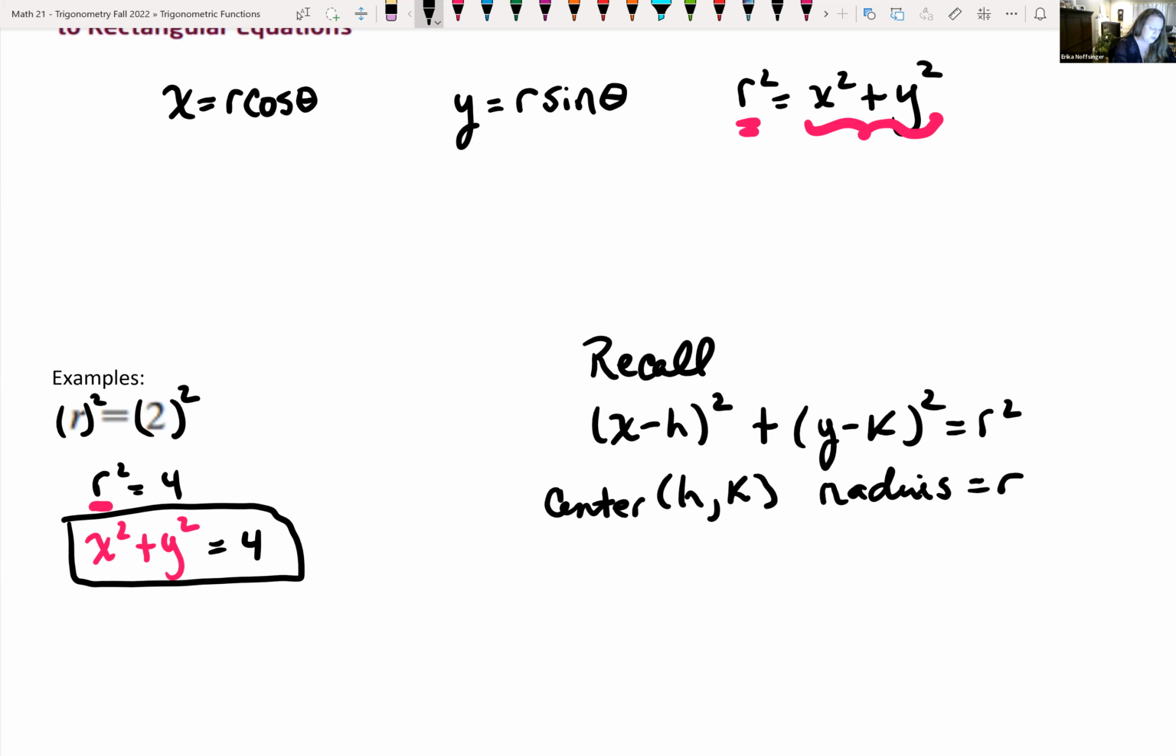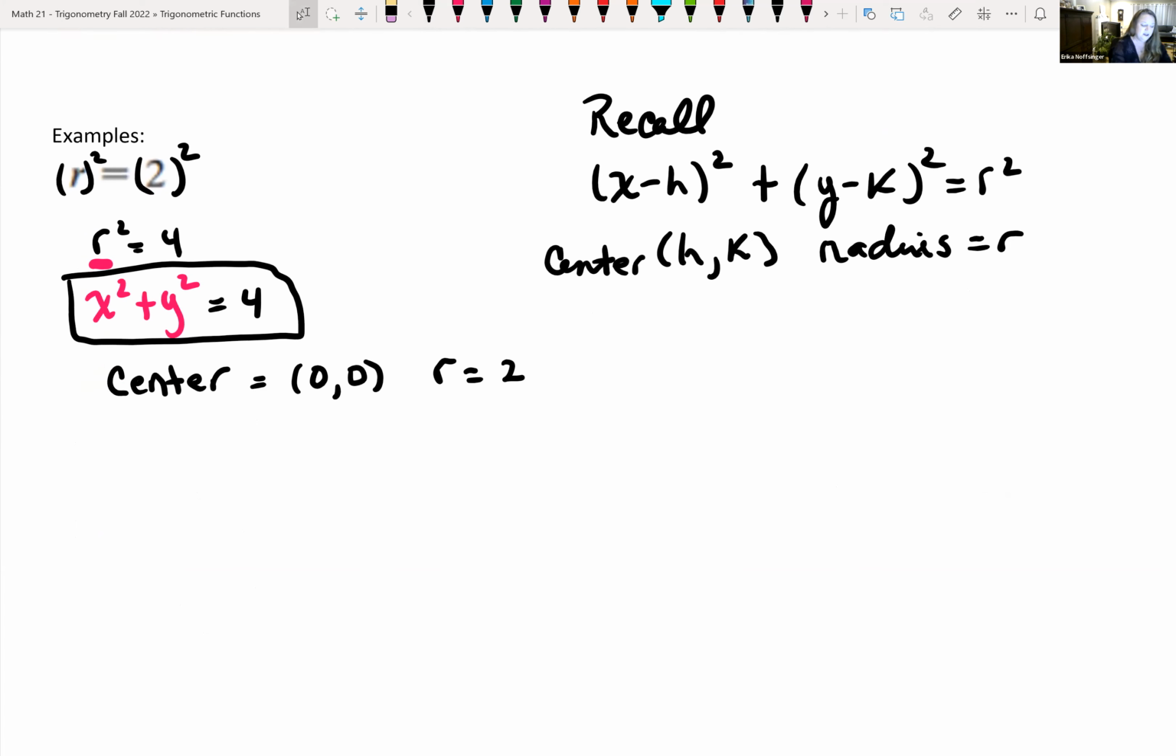So in our equation here, x squared plus y squared, think of it as x minus 0 quantity squared if you need to, plus y minus 0 quantity squared. So our origin is the center of this circle, and our radius is equal to 2. So we can now graph this equation. Looking at the graph of this equation, centered at the origin, radius of 2, if we go up from the center, down from the center, left and right from the center, 2 units, we get points on the circumference of our circle.